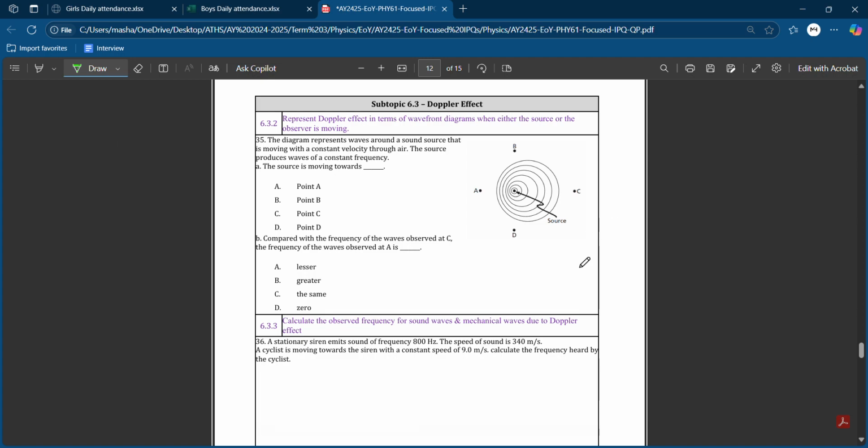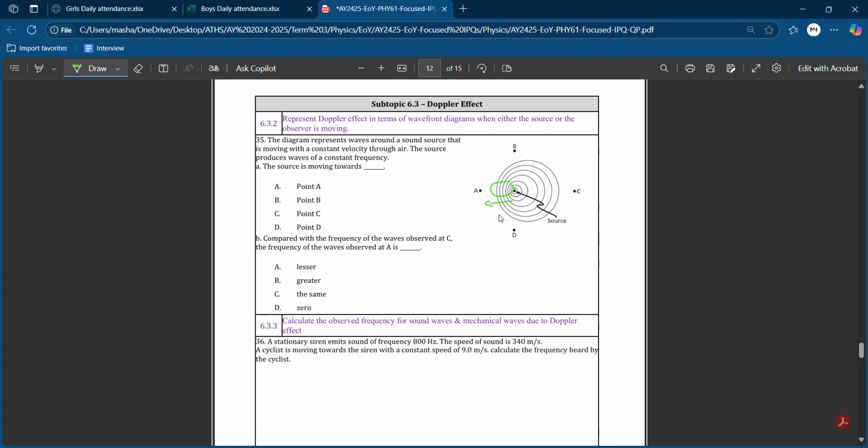Assalamu alaikum. Now we will start with topic 6.3, which is Doppler effect. So here I want you to pay attention to these notes. For example, direct motion, the wave fronts, and if the object is moving, the moving will be towards the compression area, as you can see here.